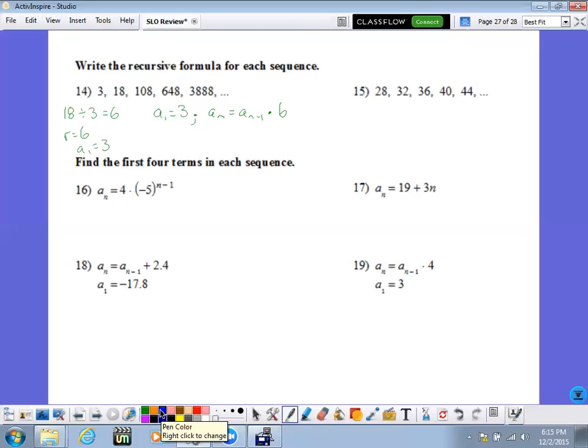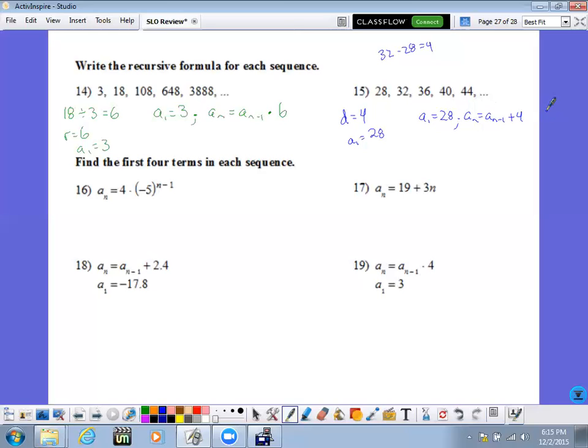Let me change colors in case that's hard for you to read. The next one, see how I'm going up by small amounts? So probably a good idea to go ahead and check it out. 32 take away 28 gives me 4. Oh yeah, I'm going up by 4 every time. So there's my difference. My first term is 28. And since we're looking for recursive, we have to label our first term 28. Put a little colon. And then we go ahead and write the rest of our recursive formula. So the term we're looking for is equal to our previous term plus our difference. And we're done with that.